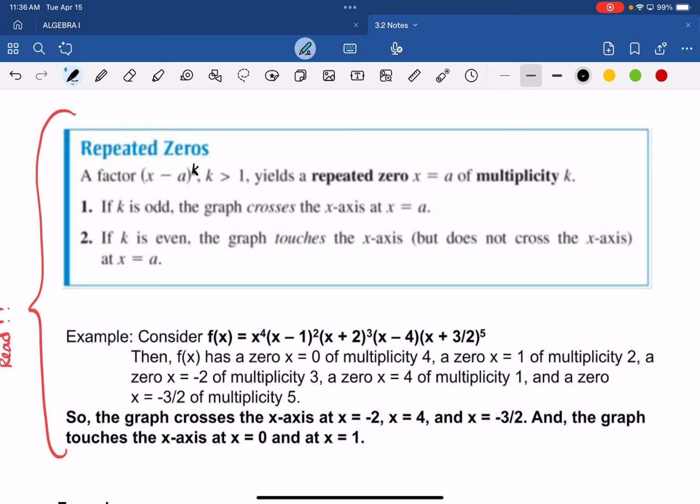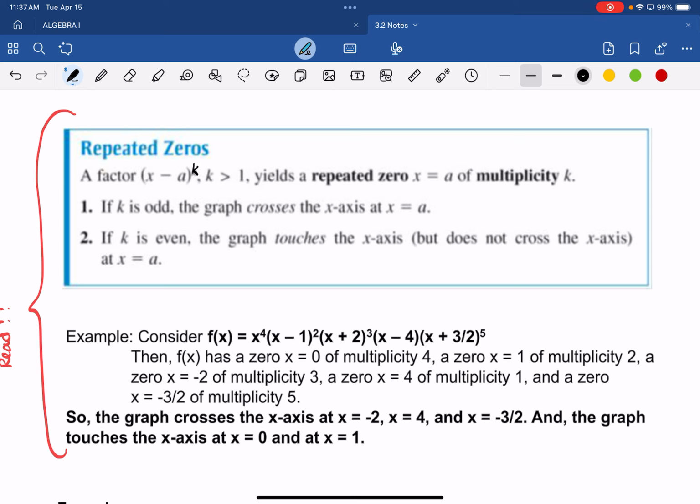Okay, so let's put our phones away because this is where I'm going to lose some of you, guaranteed. So now we're kind of putting things together. This is where multiplicity is going to come into play. I brought it up last time, but we didn't really use it. Here's where we're using it. So a factor, now we have factors of binomials, which is a set of parentheses of two terms, with my exponent being k. If k is bigger than 1, in other words, if I actually have an exponent written, it's going to yield a repeated 0, meaning we have a multiplicity higher than 1.